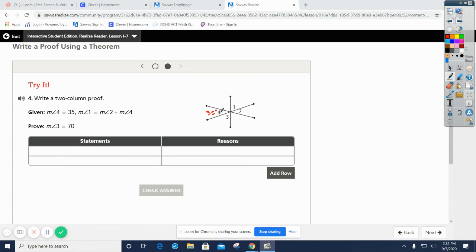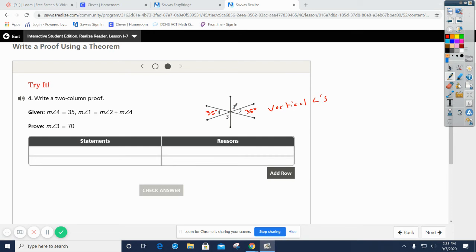What do we know about angle 4 and angle 2? There are 2 straight lines that cross, so they're vertical angles. So angle 2 is also 35 because they're vertical angles. Okay. Now, what else can we get from that? Again, we're looking to see what angle 3 is: 70.